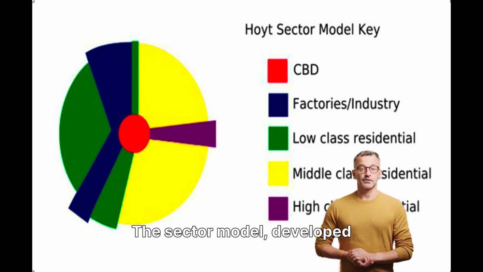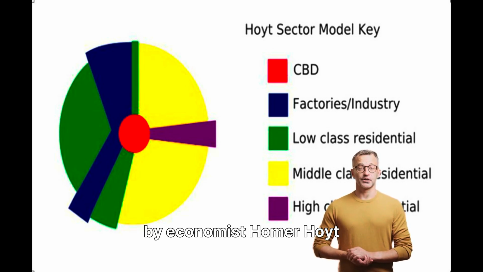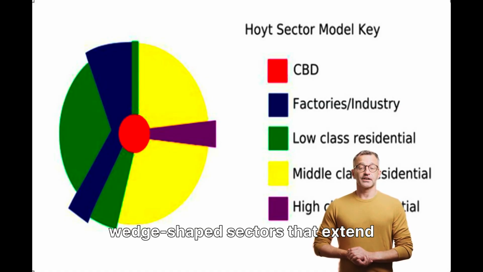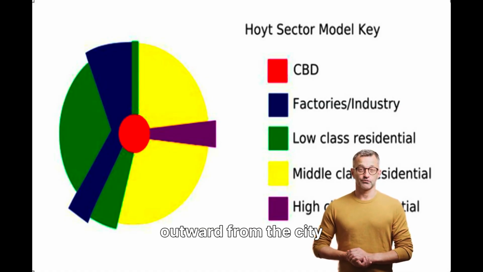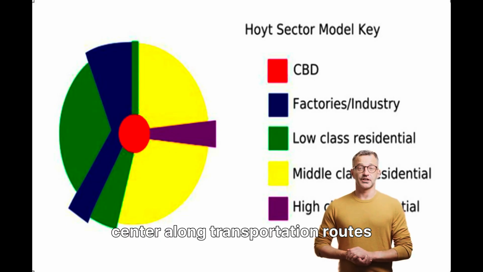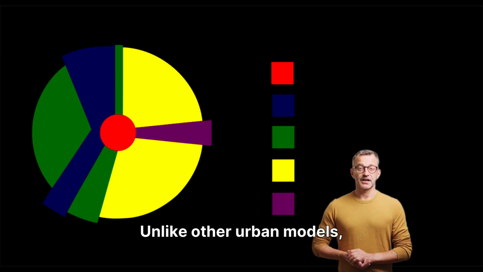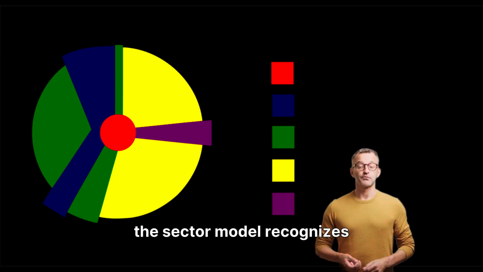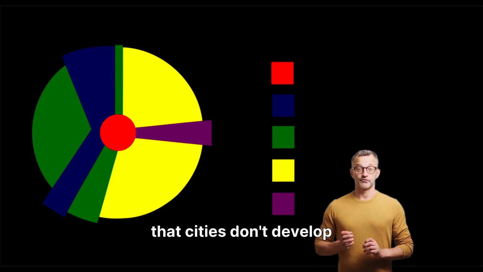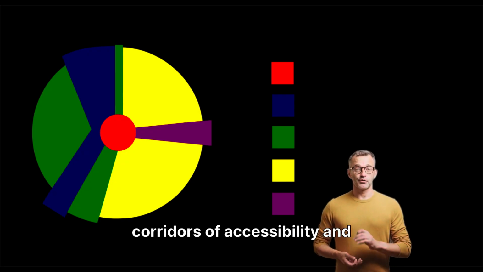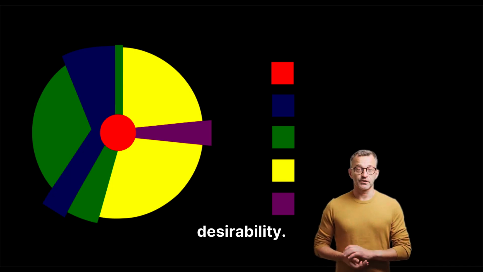The sector model, developed by economist Homer Hoyt in 1939, describes urban development as occurring in wedge-shaped sectors that extend outward from the city center along transportation routes like highways, railways, and major roads. Unlike other urban models, the sector model recognizes that cities don't develop uniformly in all directions, but rather grow along corridors of accessibility and desirability.